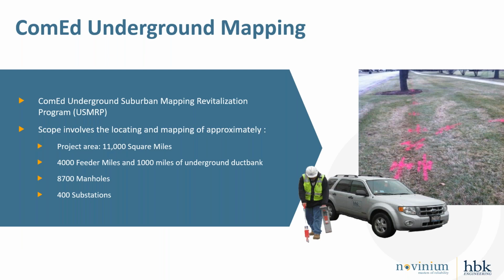Stemming out of the pilots, we proposed at ComEd what became known as their Underground Suburban Map Revitalization Program. This program included the underground infrastructure within ComEd's suburban service territory of over 11,000 square miles, including the verification and routing of over 4,000 circuit miles, locating and surveying over 1,000 miles of underground duct bank, and mapping and the integration of over 400 substations.